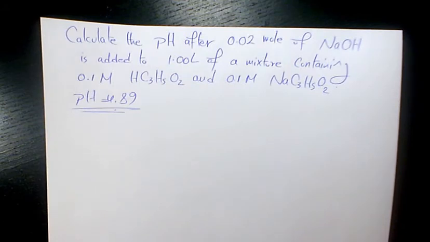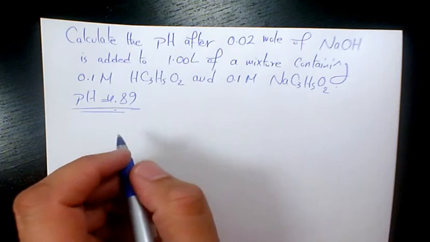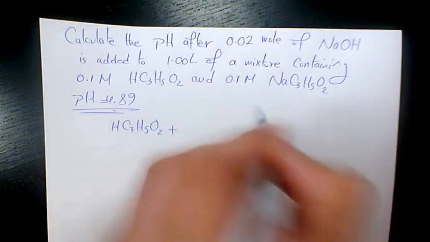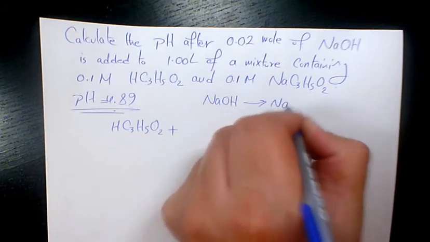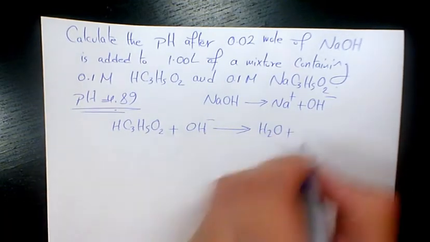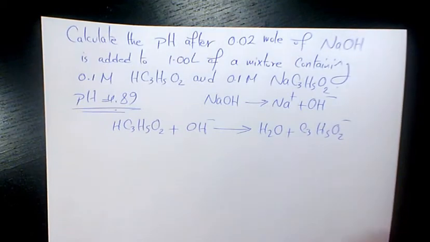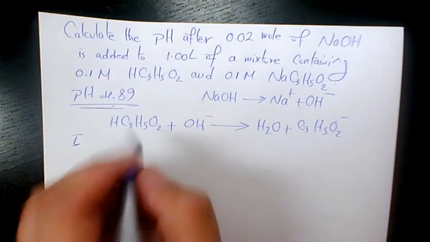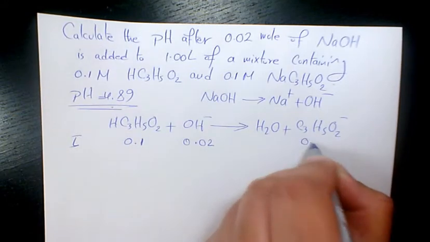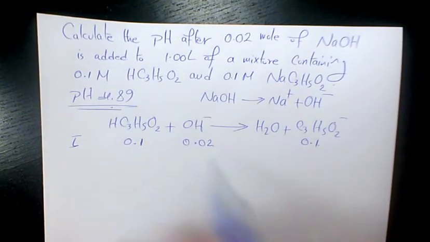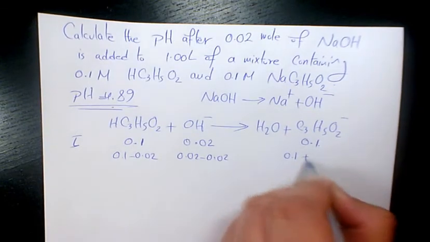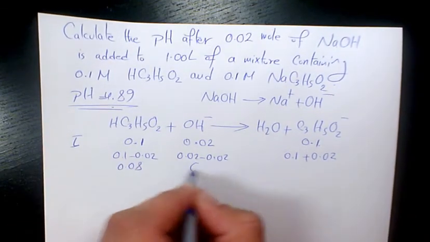Now let's see what is going to happen when we add 0.02 moles of NaOH. So we have acid, HC3H5O2, plus NaOH. Since it's a strong base, it dissociates completely into its ions and it's going to produce H2O plus C3H5O2 minus. So initially we have 0.1, 0.02, 0.1. So acid is going to neutralize this base. So we have 0.1 minus 0.02, 0.02 minus 0.02, 0.1 plus 0.02. So we have 0.08, 0.12.